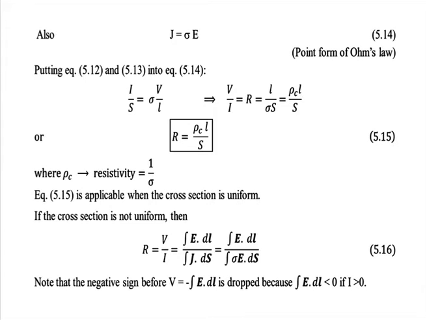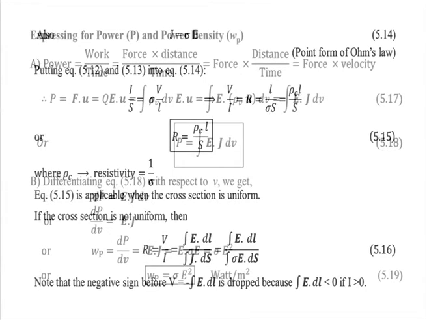However, if the conductor cross section is not uniform, then we have to use R is equal to V by I, which is equal to integral of E dot dl upon integral of J dot ds, which can further be expanded to integration of E dot dl upon integration of conductivity into E dot ds. It should be noted that the negative sign before V is equal to minus integral of E dot dl is dropped, because integration of E dot dl is less than 0 if the current I is greater than 0.